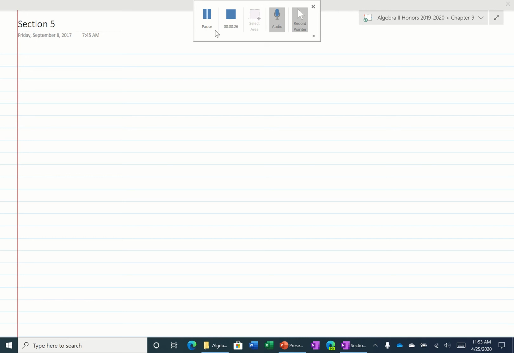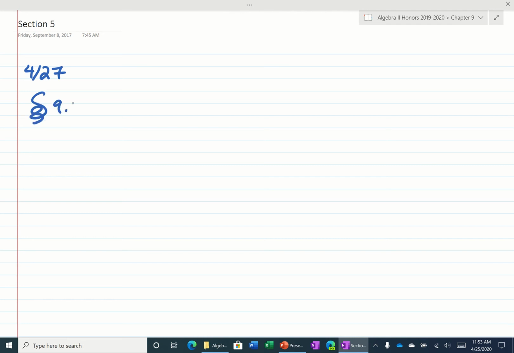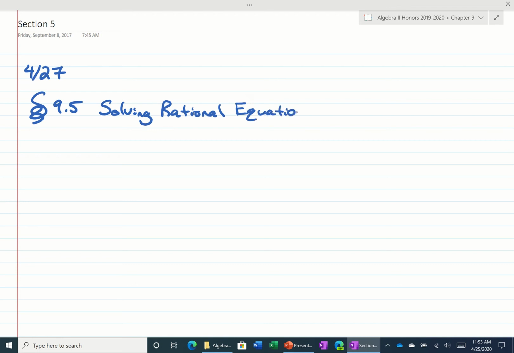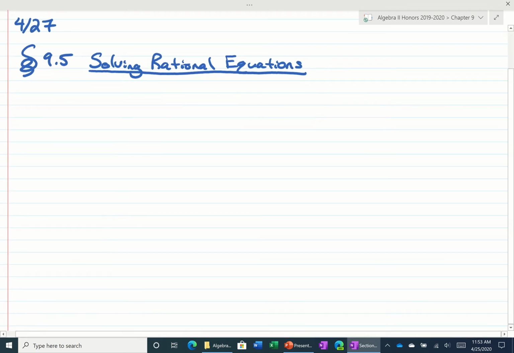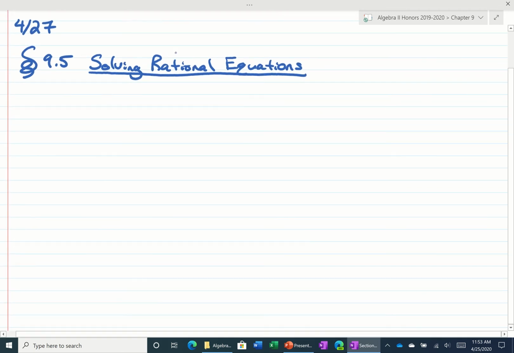Today I have 4 examples for us, and today is the 27th. This is section 9.5, and it's called solving rational equations. Now, remember, rational just means fraction. A rational number is a number that could be written as a fraction.